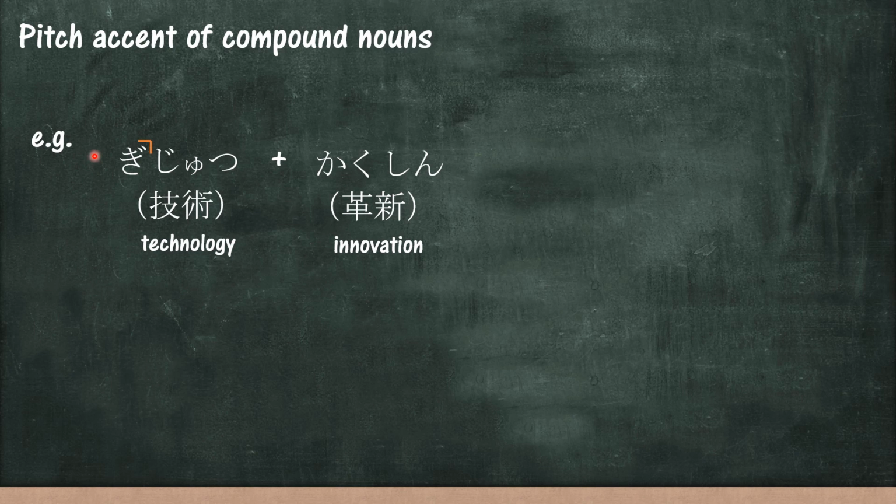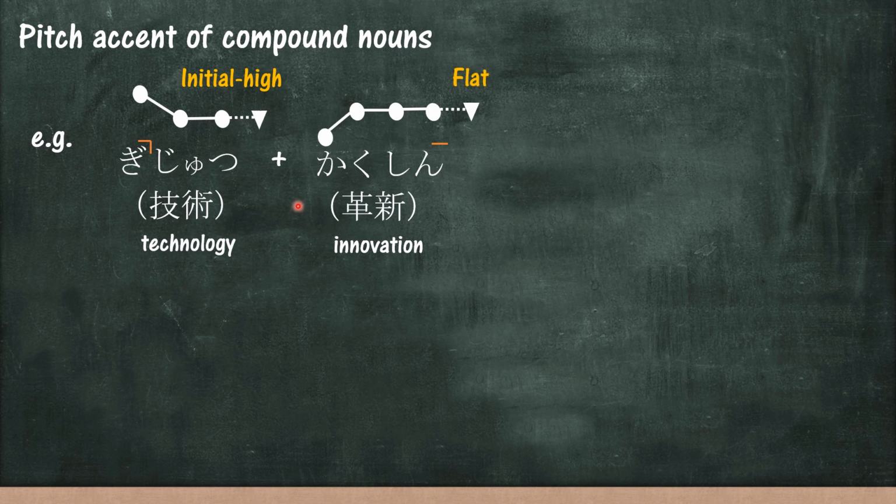So the first word, gijutsu, gijutsu ga, gijutsu ga, initial high type. And the second word, kakushin, kakushin ga, kakushin ga, flat type.